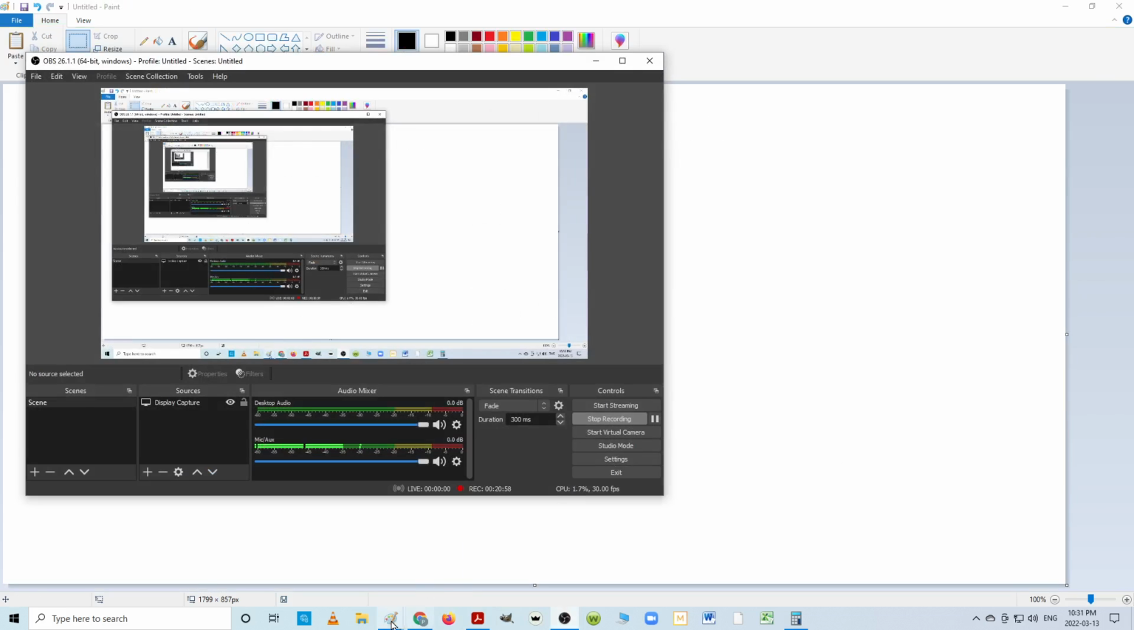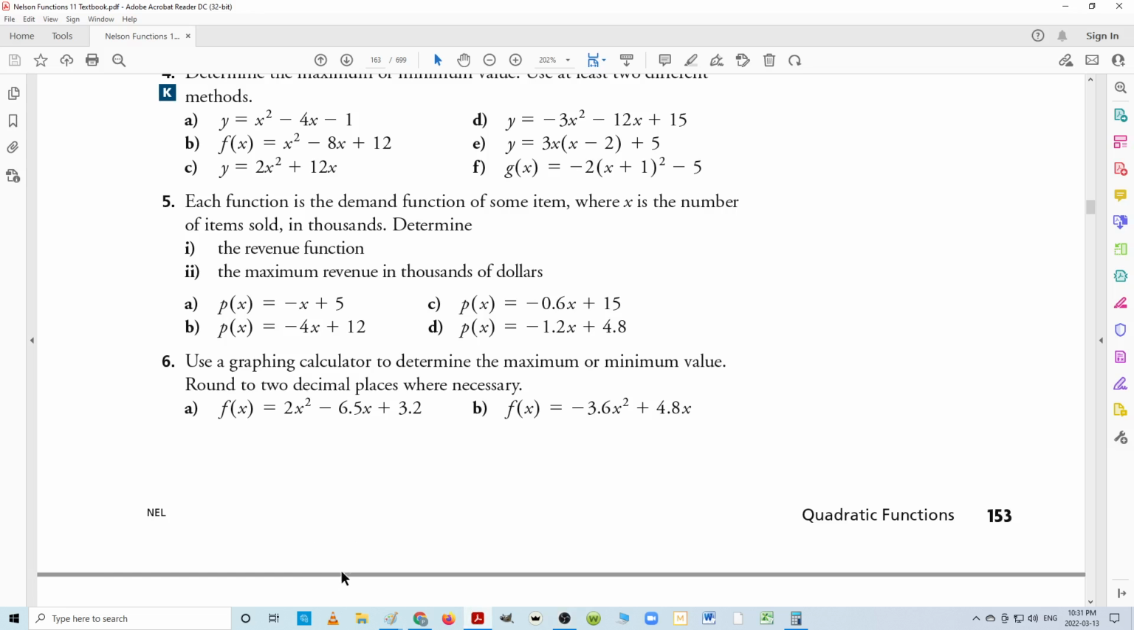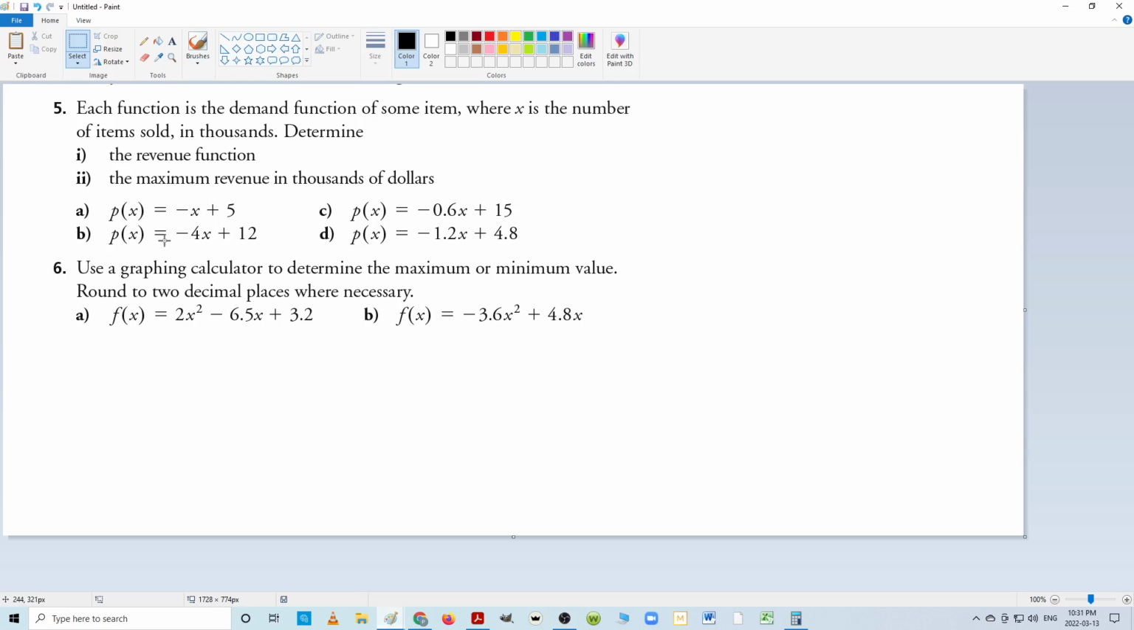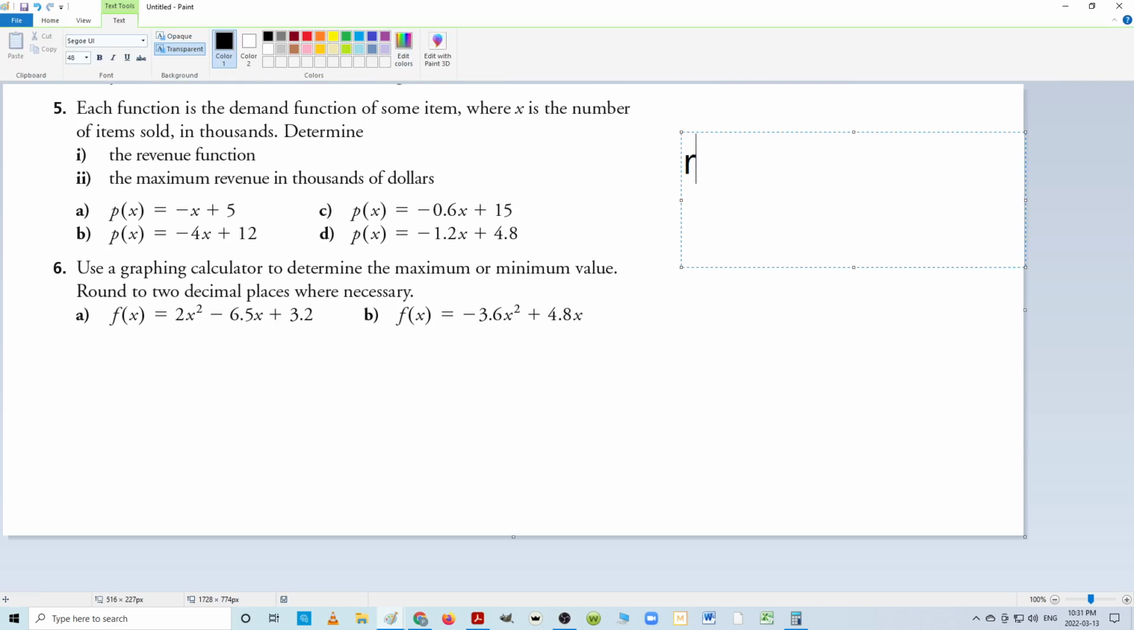Okay, we're going to continue with this here. Each function is the demand function of some item, where x is the number of items sold in thousands. Determine the revenue function and the maximum revenue in $1,000. So when you don't have cost, revenue is going to be equal to the demand function times the items. That's going to be the demand.